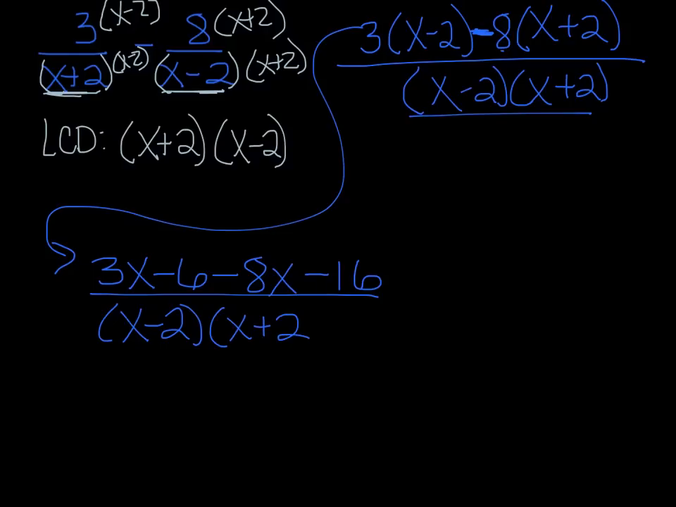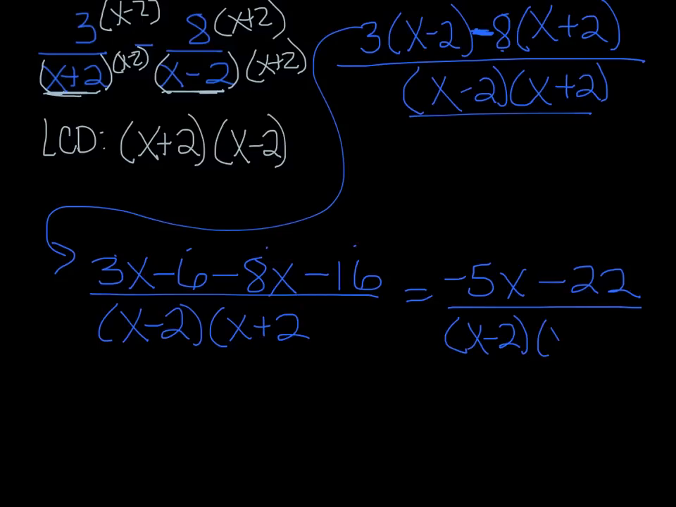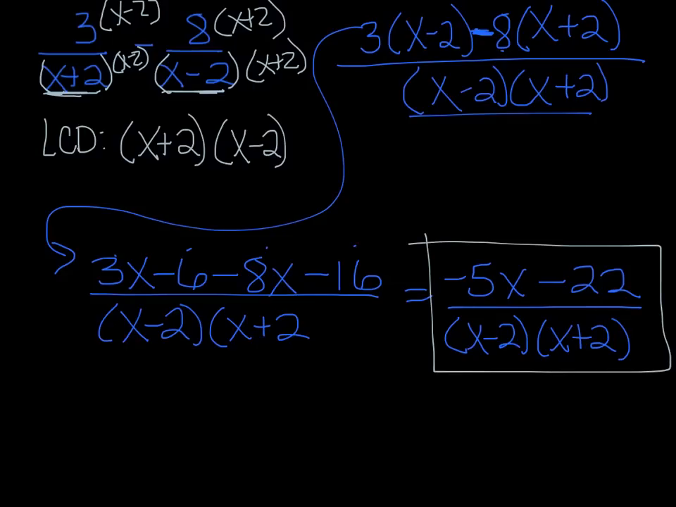And then last, we can combine like terms. We've got 3x and minus 8x gives you negative 5x. And we have minus 6 and minus 16 gives you negative 22. And then that's all over x minus 2 and x plus 2. Because this top part doesn't factor any further, we call it a day. We're done.